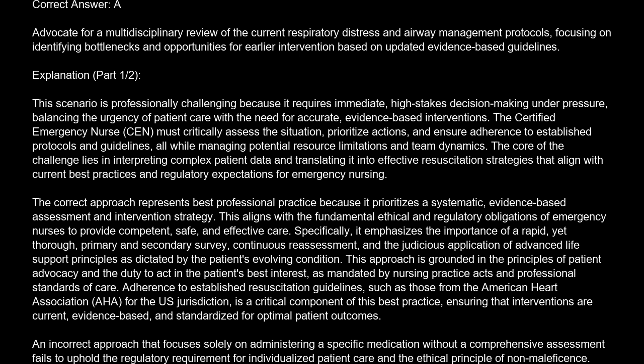This approach is grounded in the principles of patient advocacy and the duty to act in the patient's best interest, as mandated by nursing practice acts and professional standards of care. Adherence to established resuscitation guidelines, such as those from the American Heart Association, AHA, for the U.S. jurisdiction, is a critical component of this best practice, ensuring that interventions are current, evidence-based, and standardized for optimal patient outcomes.